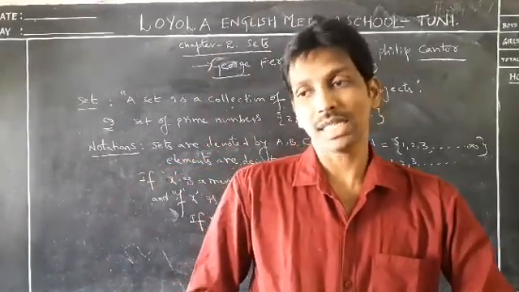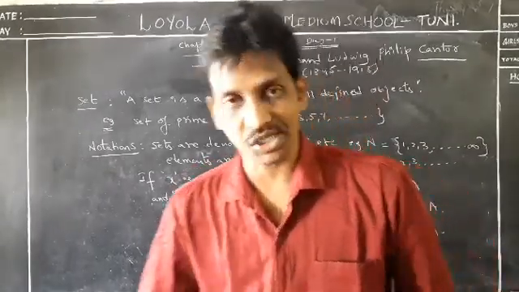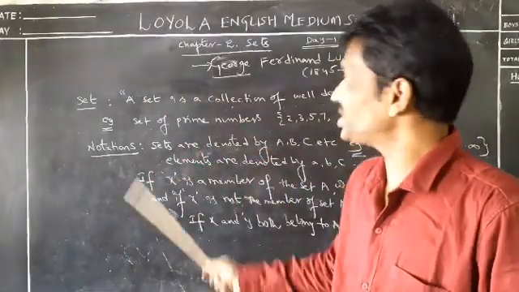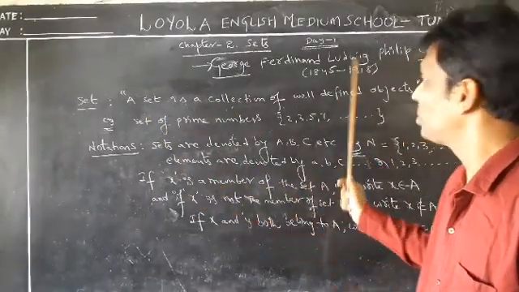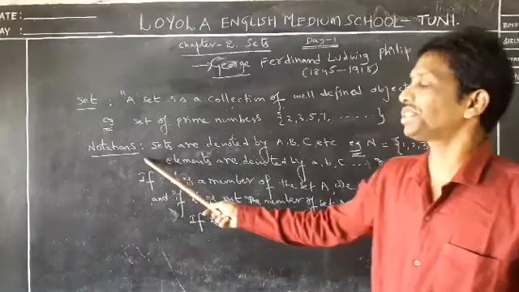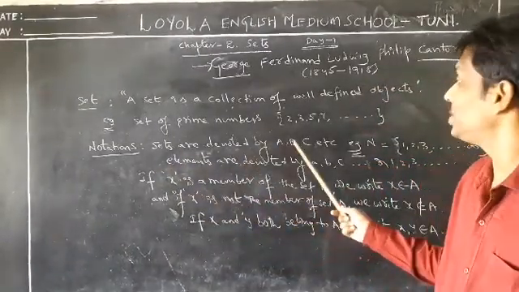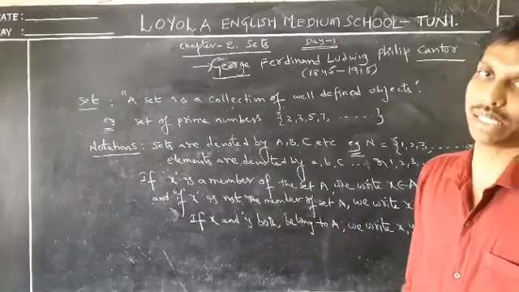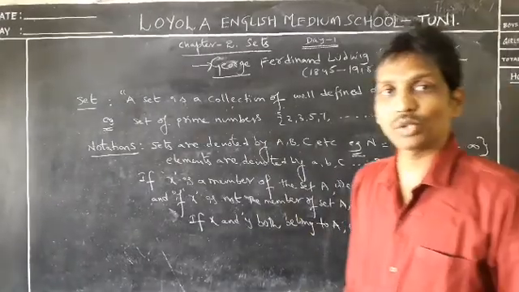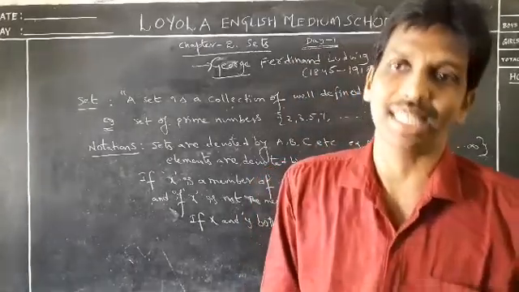A set is nothing but a collection of well-defined objects. Did you understand what the definition of a set is? A set is a collection of well-defined objects. And let us see the notations. Sets are usually denoted by capital letters. Capital letters we use to represent a set.